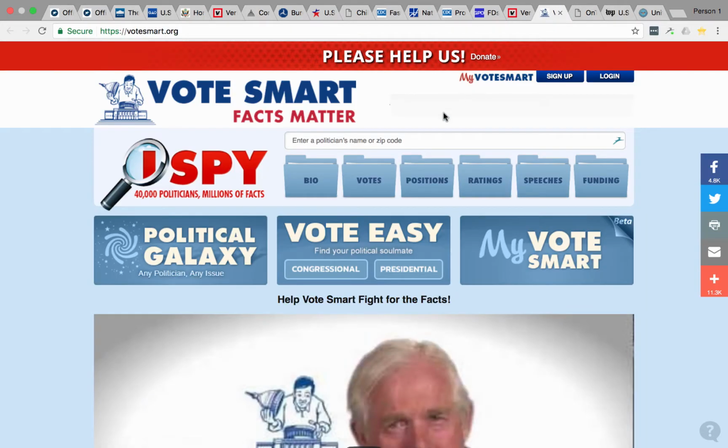Here are some interesting things when it comes to looking at trends with respect to how people vote, particularly members of Congress. It's votesmart.org. It provides quick access to the biography, the votes, the positions and speeches, and also some funding information for political campaigns, and is a very good source to track national and local politicians.